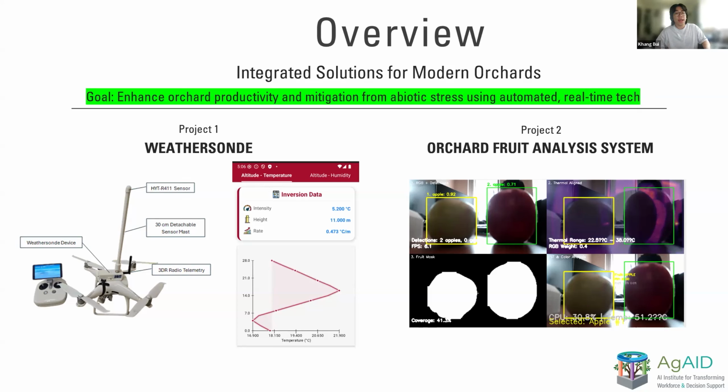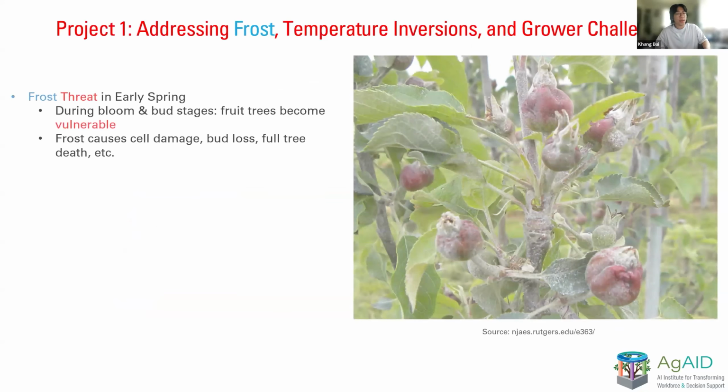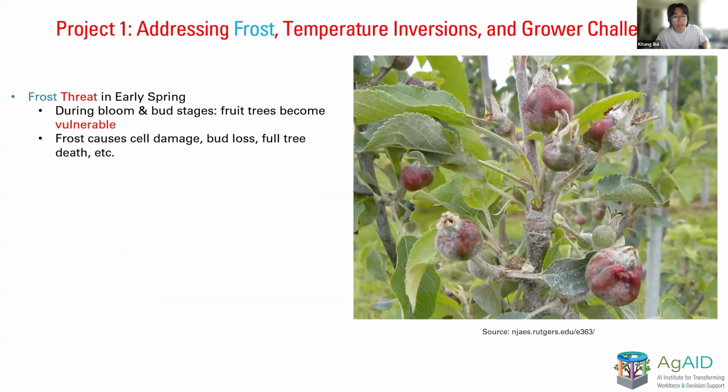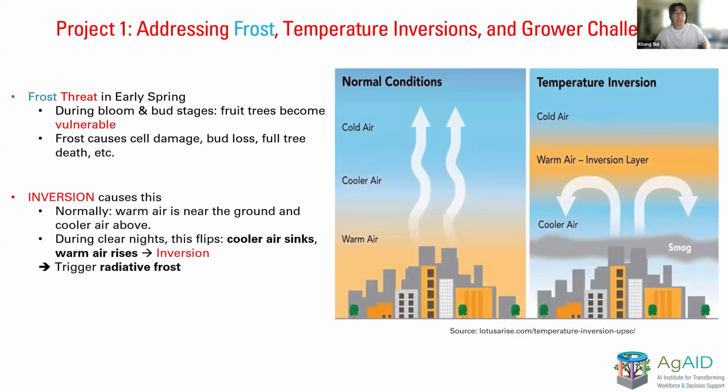For this project, I was provided with a rebuilt sensing device, and my role was to develop a mobile application that could communicate with it, visualize data, and assist growers in the field. The problem that we're addressing is frost damage in early spring, which can severely damage buds, flowers, or even entire trees. One major cause of frost events is a phenomenon called inversion, or temperature inversion.